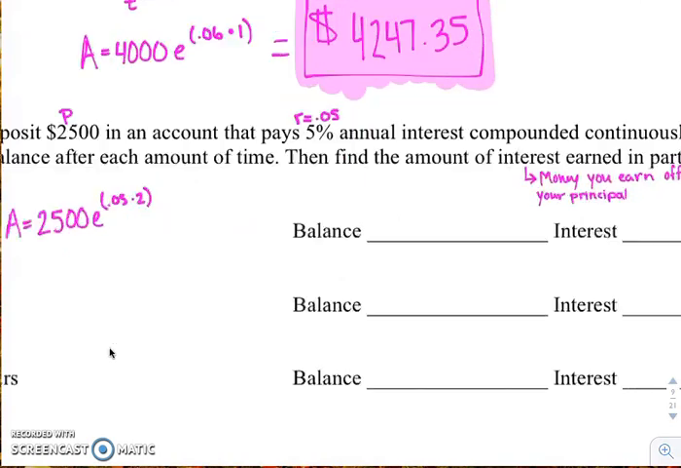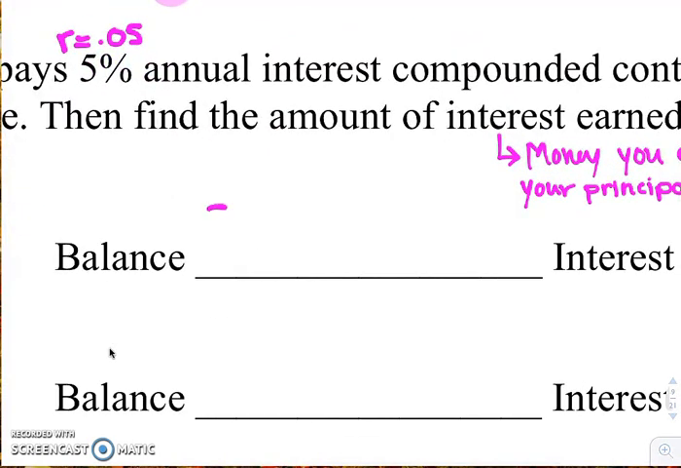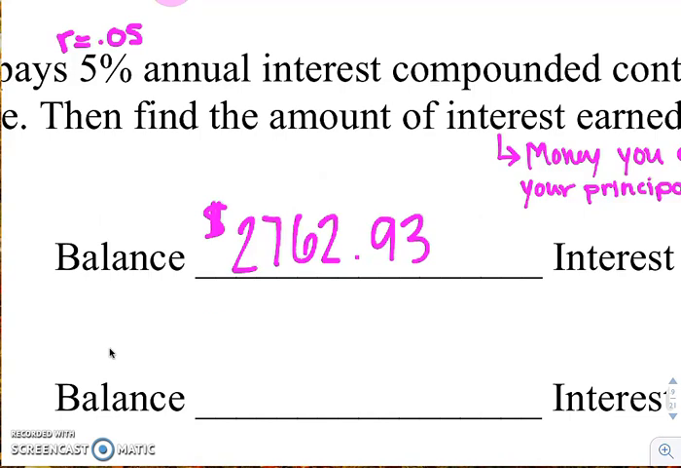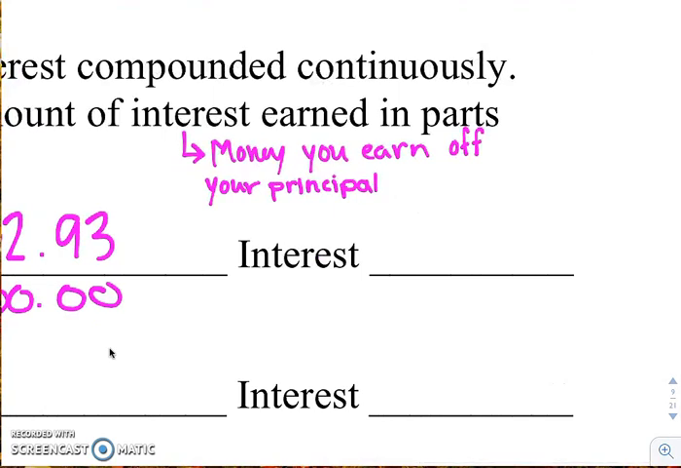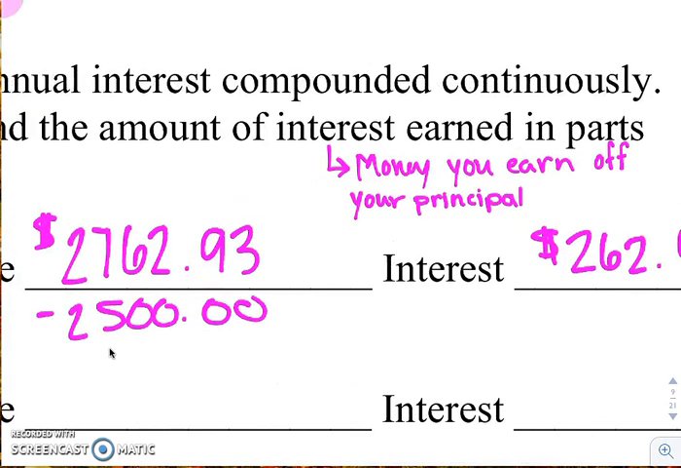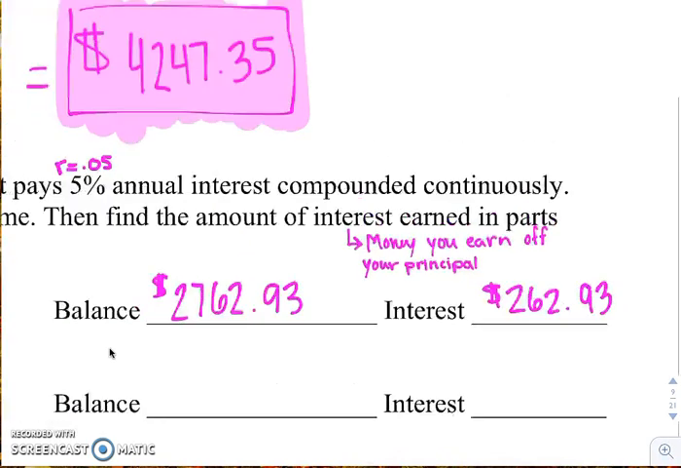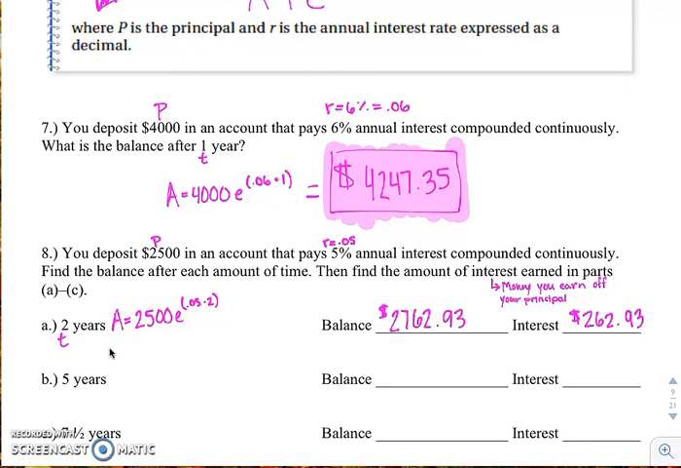So after 2 years, my balance, or my end amount that I would have earned, is a total of $2,762.93. If I originally put 2,500 in there, if I subtract that from my new balance, that's how you find the interest. So I've earned a total of $262.93 just for the money sitting there. Go ahead and find what the new balance and interest would be if that money sits in the account for 5 years and then also 7.5 years.